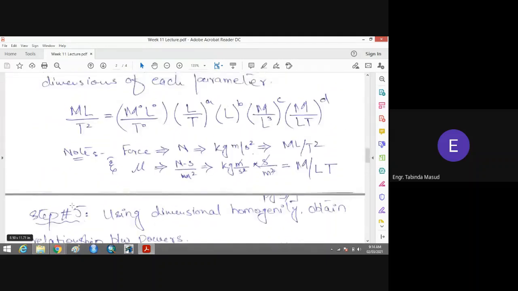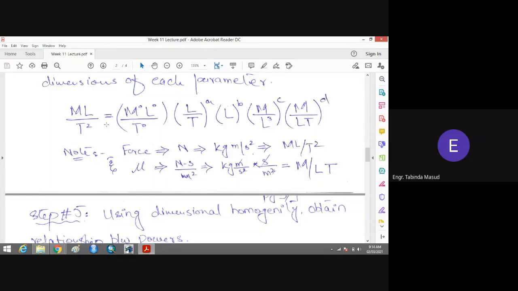Let us look at the relationship between the powers of L. Here, the power of L is 1. So we will say 1 is equal to 0 plus A plus B minus 3C. Here you can see L is in the denominator, so its power will be minus 3C and minus D. So this is the relationship between the powers of L.